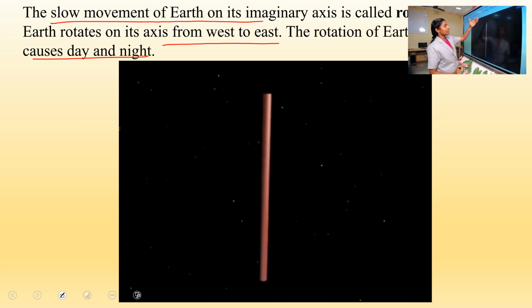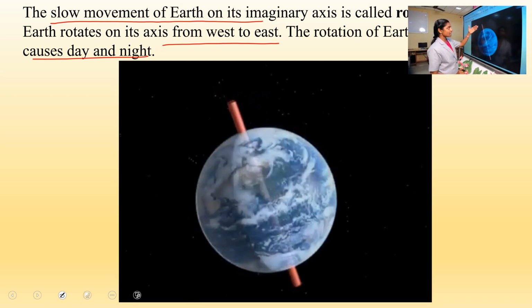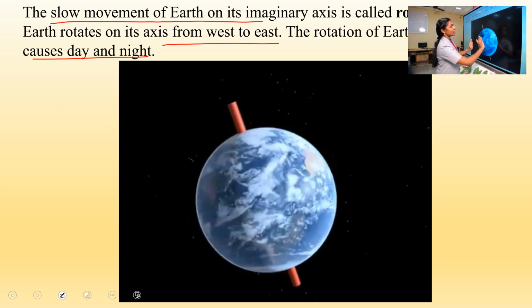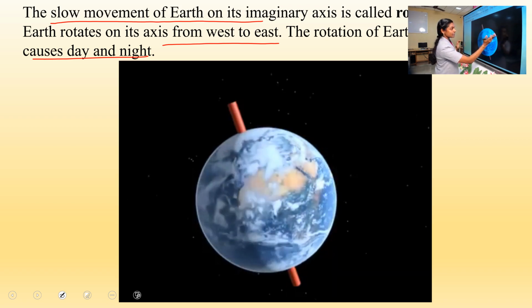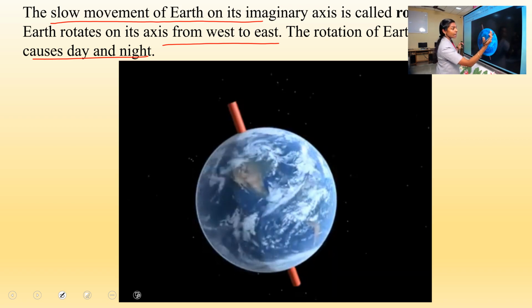So here in this video, see, this is the imaginary axis, an imaginary line connecting the North Pole and the South Pole, and on this axis the earth is rotating from west to east. The part of the earth which is facing the sun will have daytime, and the part of the earth which is turned away from the sun will have night time. This is what we have learned in the previous class.